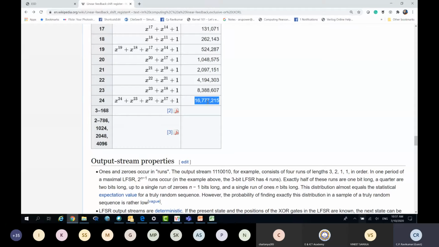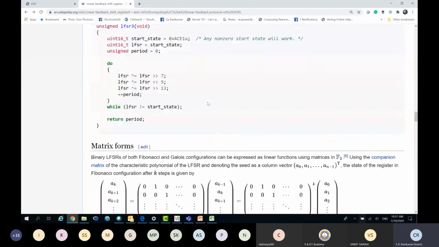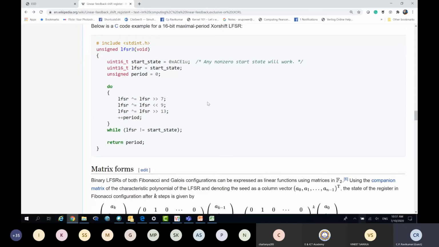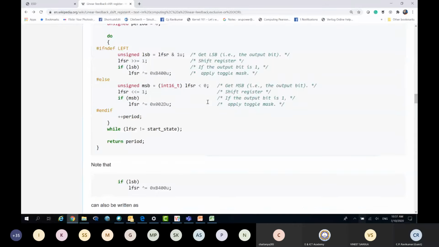I think in the mid-90s there was a lot of talk about SystemC, but SystemVerilog has become very popular as a hardware modeling language. You can also write a C program for this. They have even provided a sample program here. I will leave that as an exercise to you.